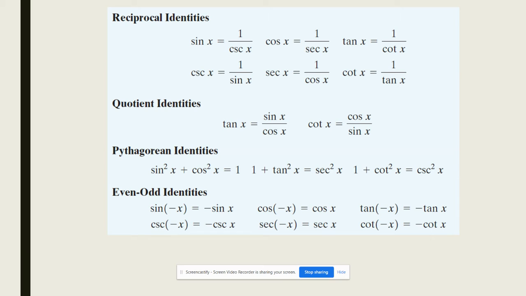We have three different Pythagorean identities. Remember, sine squared plus cosine squared equals 1. And by knowing that, we can manipulate it and get the other two Pythagorean identities. These last ones that are on this slide here, even and odd identities, we haven't really done anything with these yet, but we are going to begin using these.